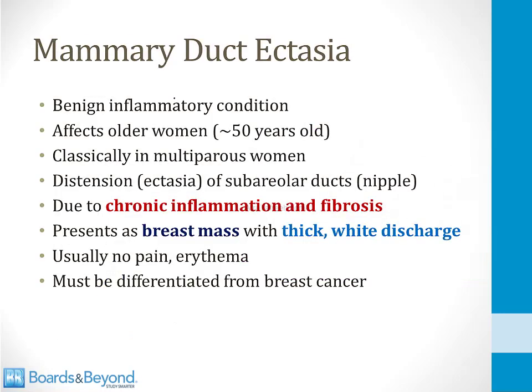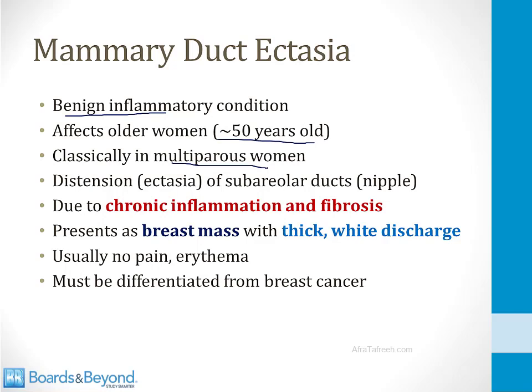I'm going to finish this module by talking about 3 inflammatory conditions that can sometimes be mistaken for malignancy in the breast, but they're all caused by inflammation. The first one is called mammary duct ectasia. This is a benign inflammatory condition of the breast. It usually affects older women about 50 years of age, and it classically affects multiparous women, so women who've had a number of children.